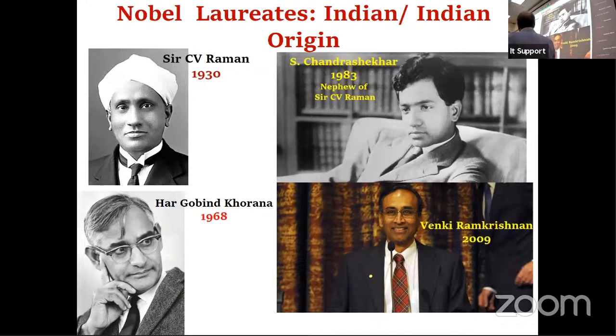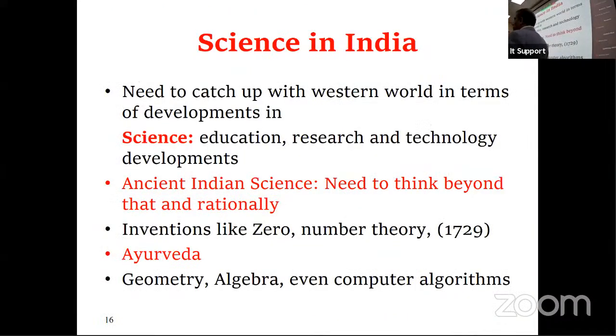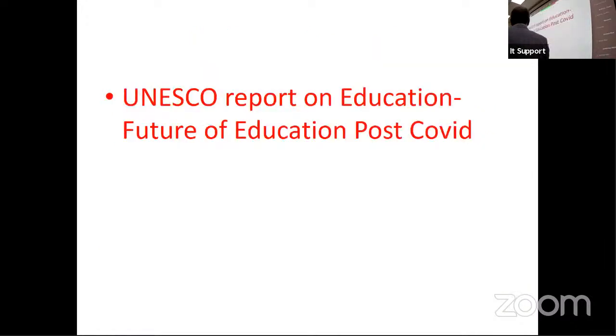I just want to say this, and this is not very important, that there are Nobel laureates of Indian and Indian origin, not many that you can really find out. And this is why I said science and India have to catch up. We need to catch up with the Western world, and not forgetting that in ancient Indian science, there were a lot of good things that happened, like zero, Ayurveda, number theory, geometry, algebra, and I have actually seen that even computer algorithms came up much before the algorithms came. I think, let's not forget this, but it is very important that we have to play catch up. So I don't want to say that India was not developed.